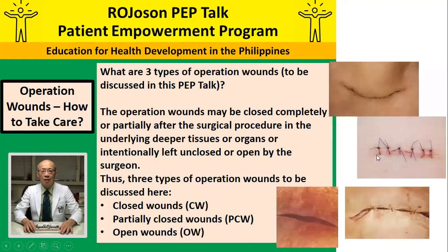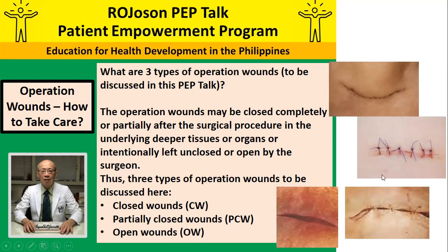What are the three types of operation wounds that will be discussed in this pep talk? Operation wounds may be closed completely or partially after a surgical procedure in the underlying deeper tissues or organs, or intentionally left unclosed or open by the surgeon. So it's not always the case that the wound has to be closed. There are some instances in which the surgeons have decided, for the benefit of the patient, just to leave it open or partially closed. So thus there are three types of operation wounds to be discussed here.